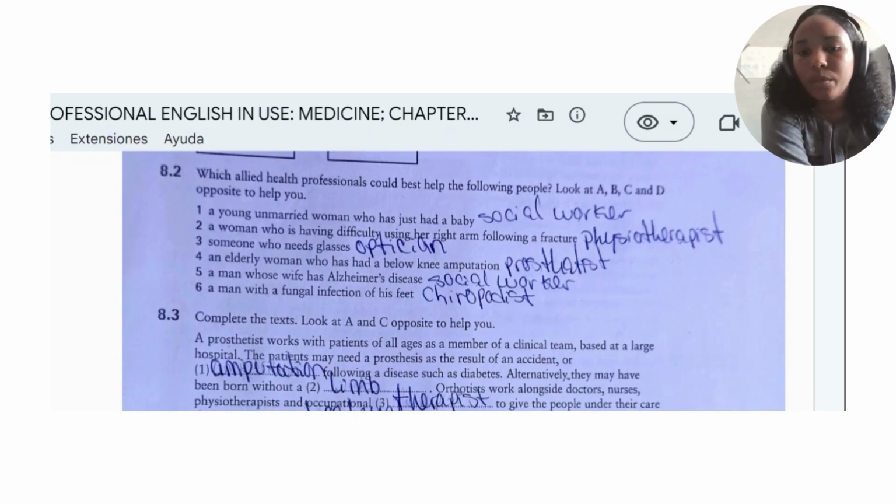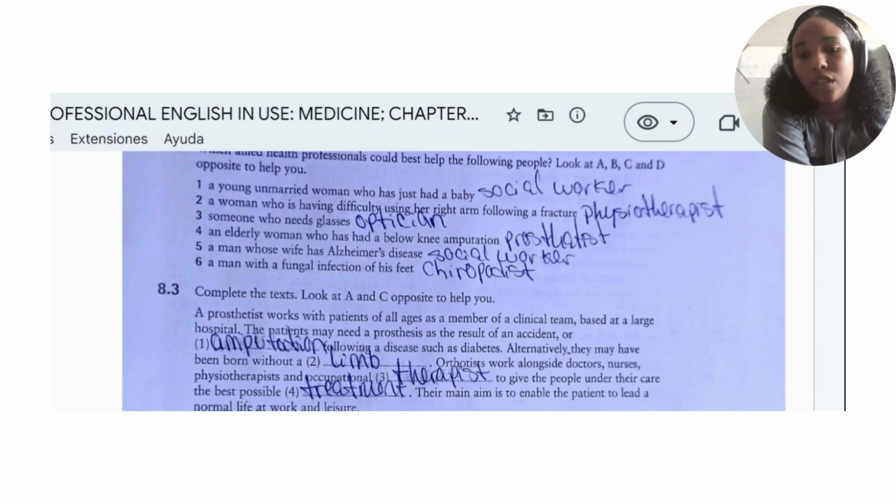A young unmarried woman who has just had a baby. Social worker. A woman who is having difficulty using her right arm following a fracture. Physiotherapist. Someone who needs glasses. Optician. An elderly woman who has had a below-knee amputation. Prosthetist. A man whose wife has Alzheimer's disease. Social worker. A man with a fungal infection of his feet. Chiropodist.